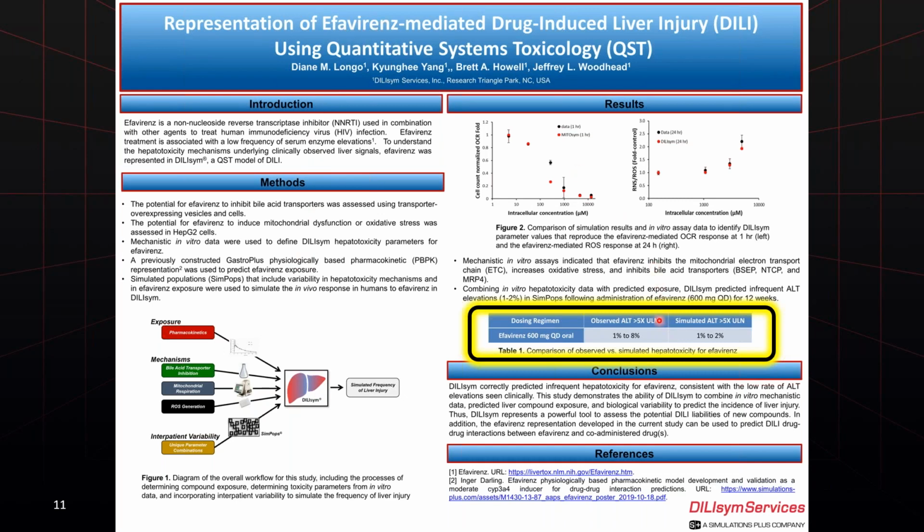Another poster that we presented for one of these exemplar compounds is on efavirenz. With this compound, basically what we see is that clinically, anywhere from 1 to 8% of patients have been observed to have ALT elevations, whereas in our simulations, we predicted 1 to 2%. So good alignment with the clinical data. Another great exemplar compound that you can use either for DILI DDI predictions or just to explore the software.